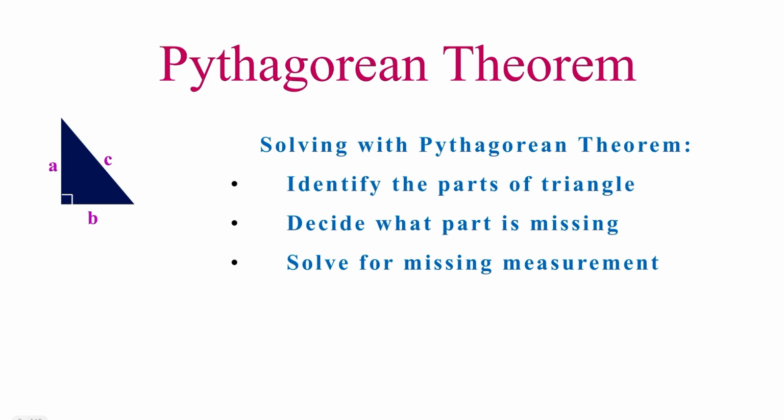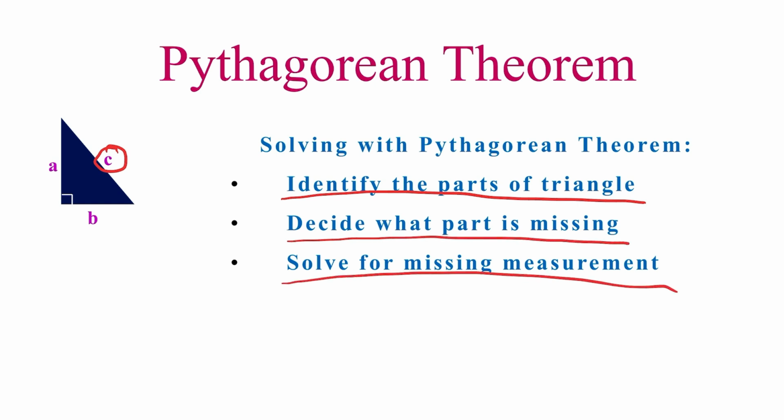All right, so here's your steps. Identify the parts of the triangle. That's the most important part, finding C. You have to be able to figure out which one is C. After you find C, then you can just make the other two legs A and B. You're going to figure out which part is missing, and you're going to solve for the missing one. Let me show you what that looks like.